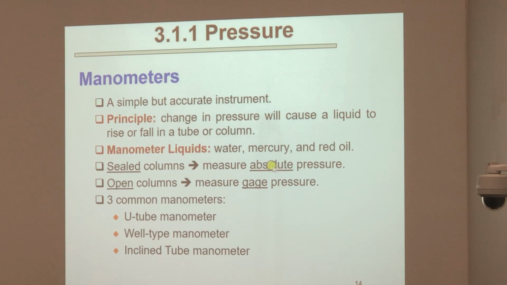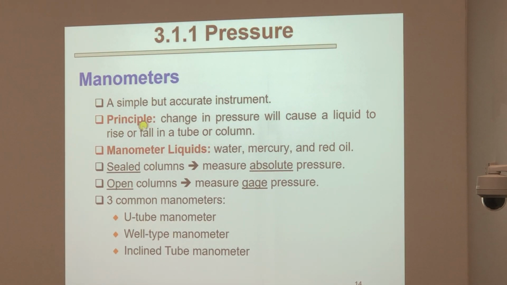So sealed will give you absolute, which means that you measure not only the process pressure, you also measure the atmospheric pressure. Open means that the atmospheric pressure on both sides cancels out, so you only measure the gauge. The principle of working is that the change in the pressure will cause the liquid to rise or fall in the tube or the column. So if I ask you for the principle, this is the answer. There are three common types of manometer. The first one I showed you just now is the U type, and then you have the well type, and also the inclined tube type.